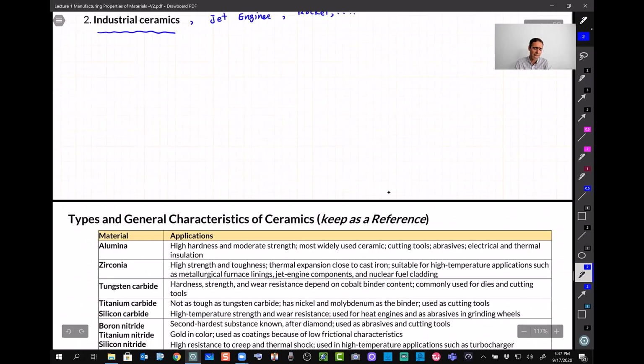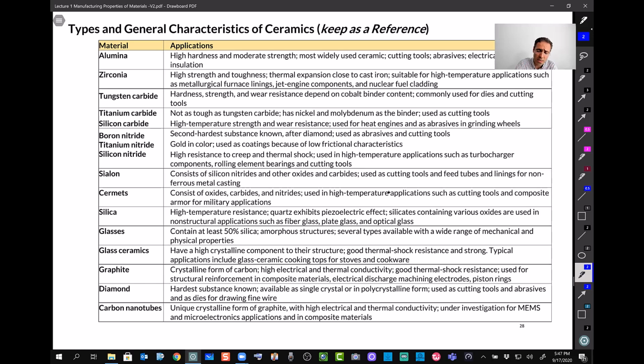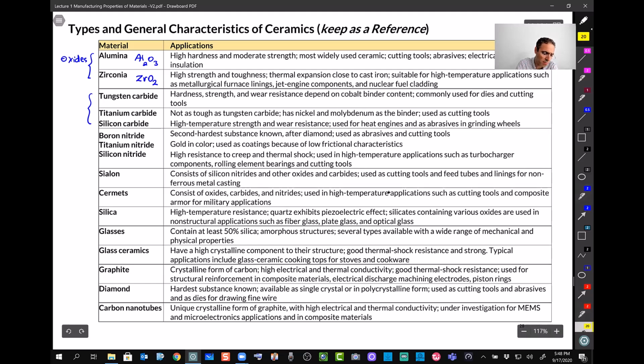And again, there is a variety of ceramics. Keep this table as a reference. You don't need to memorize anything, but as a general rule, we can categorize ceramics into oxides. The oxide ceramics are alumina and zirconia, Al2O3 and ZrO2. And there are carbide ceramics, which tungsten and titanium are the two most important ones. And then we have the nitrides, like boron nitride, and silicon, the cermets, glasses, graphite, diamond.